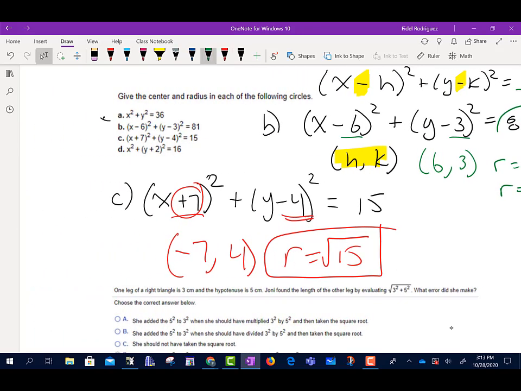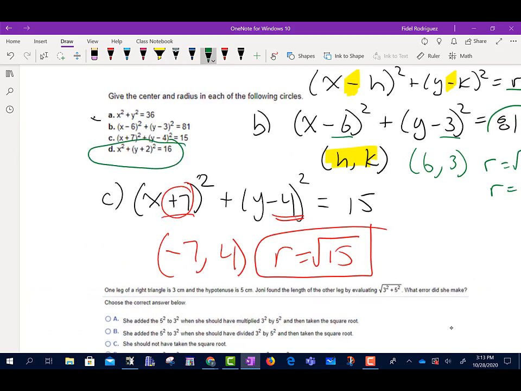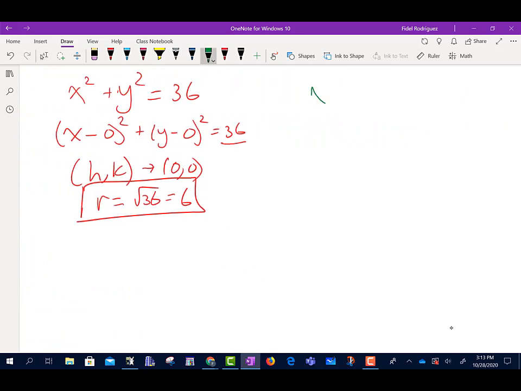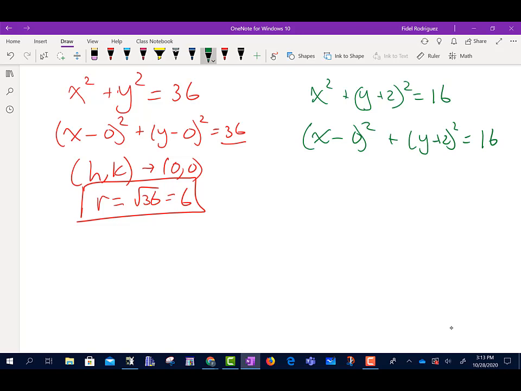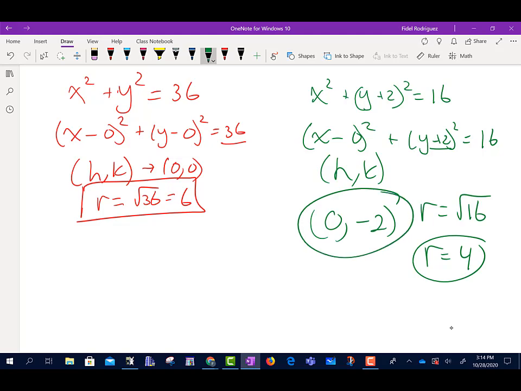And then there is a part D, as in dog. x squared plus (y plus 2) squared equals 16. Let me write it over here. Again, I'm going to think about it like this: (x minus 0) squared plus (y plus 2) squared equals 16. So again, my h and k in this case are 0 and negative 2, and the radius is the square root of 16, which is 4. Okay.